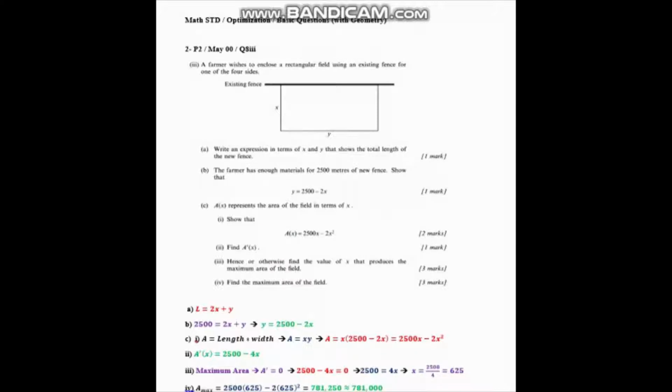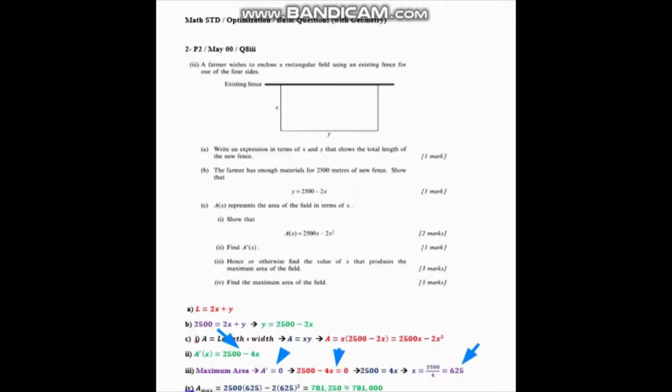In part three, we are told, hence or otherwise, find the value of x that produces the maximum area of the field. And as we said before, maximum area means that A dash equals 0. Hence, the expression we obtained in the previous question shall be equated to 0. So 2,500 minus 4x equals 0. I solve for x, obtaining x equals 625. This is the value of x that makes the area maximum.